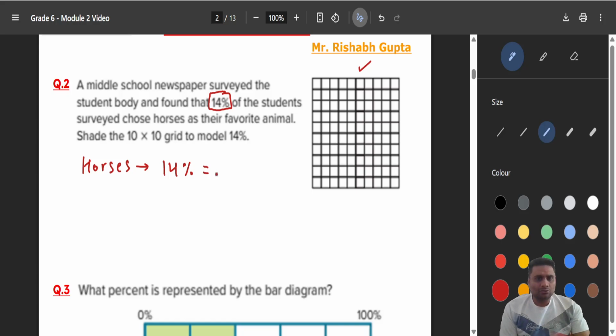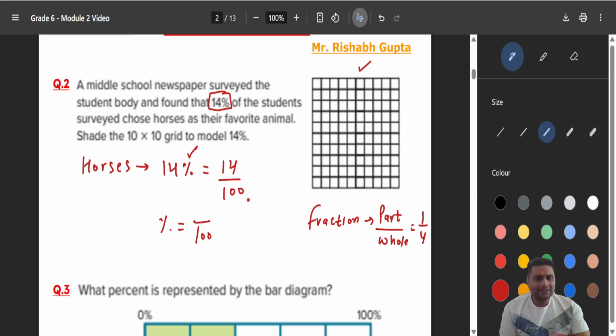Now let us try to convert it into a fraction. Now what is a fraction? If anyone doesn't know, fraction means part over whole, like a number over number, okay? For example, 1 over 4, like this is a fraction. So let us change this into a fraction. Percent means what? Again, percent means divided by 100, correct? So this will become 14 divided by 100. So what can I say here?